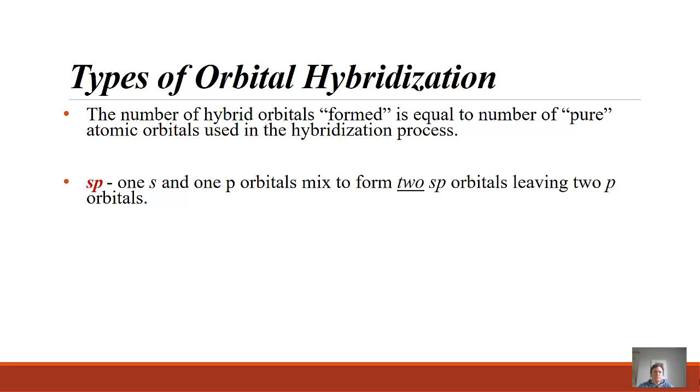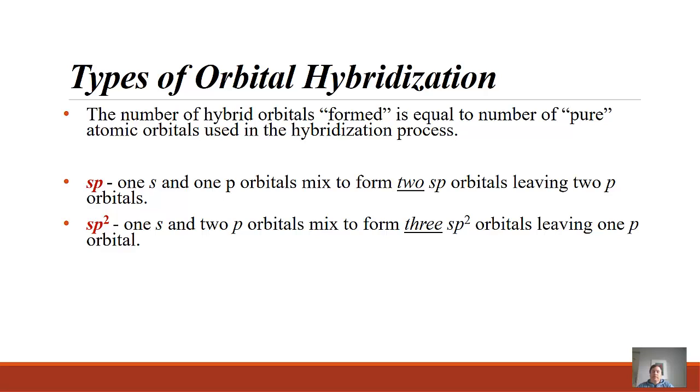The first type is what we call an sp. An sp orbital is made up of one S and one P. They mix together to form this sp orbital. And then we leave two P orbitals that aren't used in this. We actually see them being used in double bonds, which we'll talk about a little bit later. The second type is what we call an sp2.